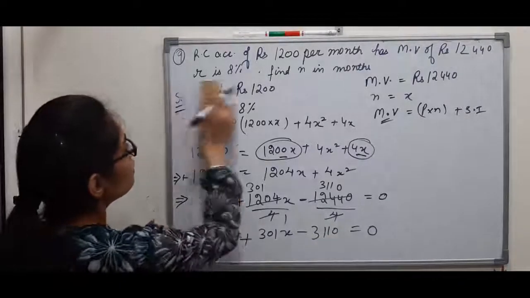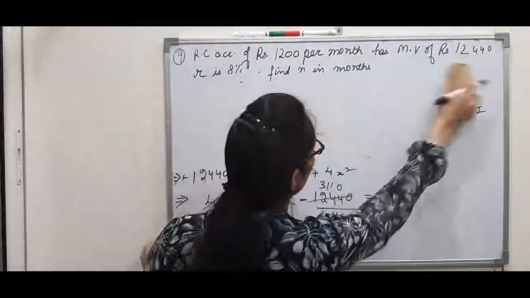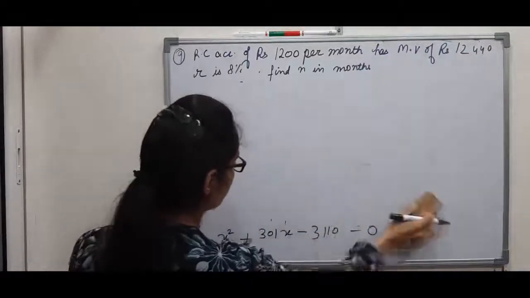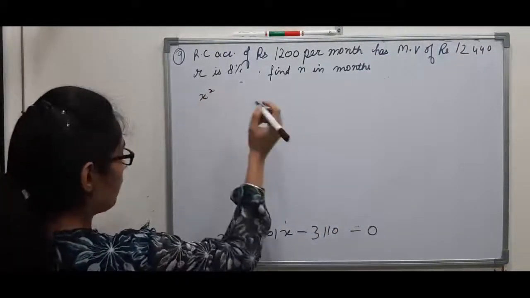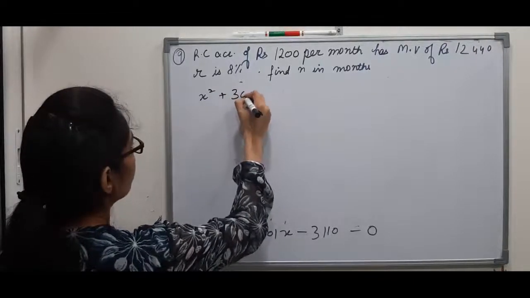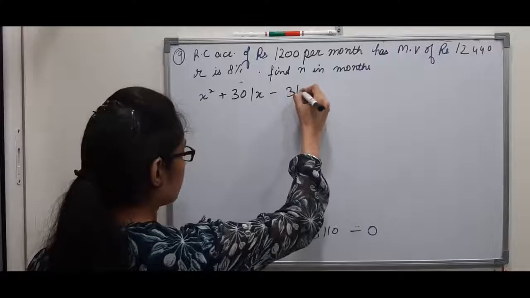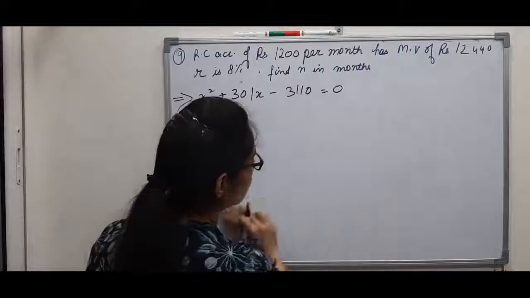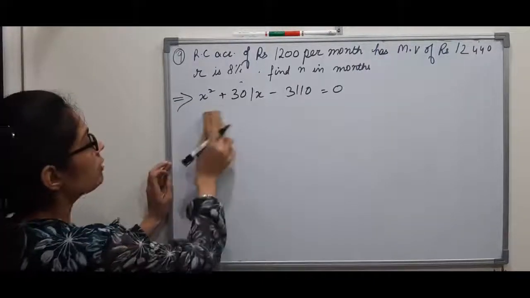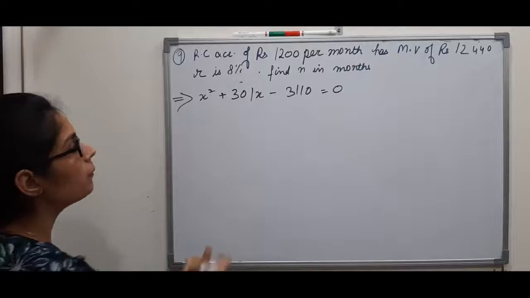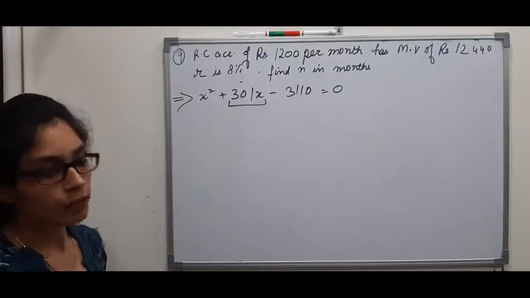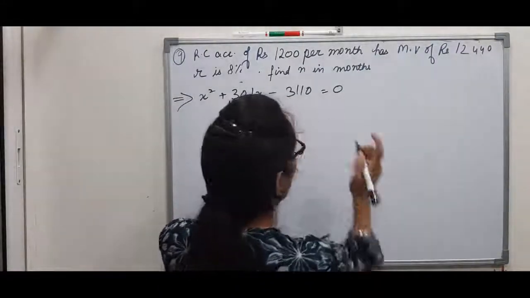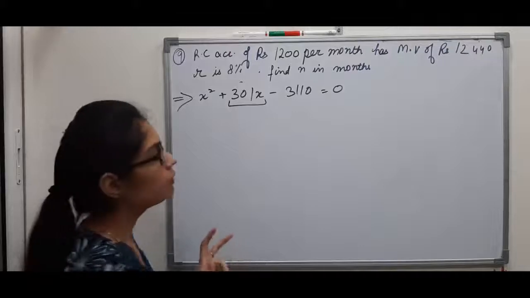So we will solve this equation by splitting the middle term. We have to make factors by splitting the middle term of our equation. So let's rewrite this equation here: x square plus 301x minus 3110 is equal to 0. You have already done factorization in lower classes. We have to split this middle term into two numbers.